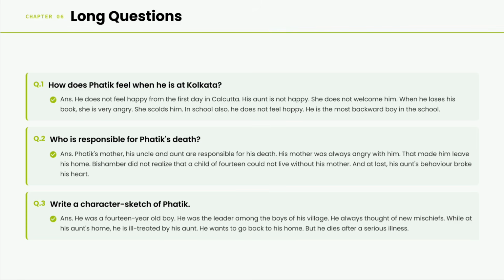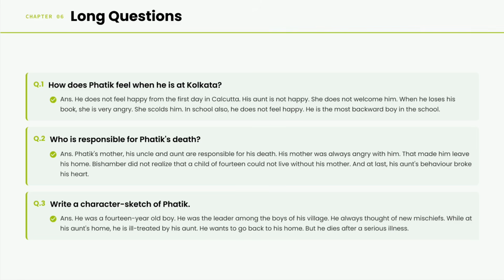Question 2. Who is responsible for Fatik's death? Answer: Fatik's mother, his uncle and aunt are responsible for his death. His mother was always angry with him. That made him leave his home. Bishambar did not realize that a child of 14 could not live without his mother. And at last, his aunt's behavior broke his heart.